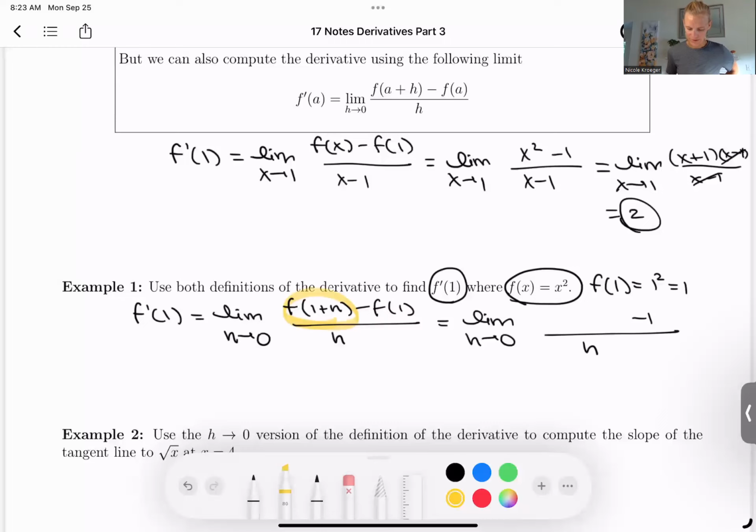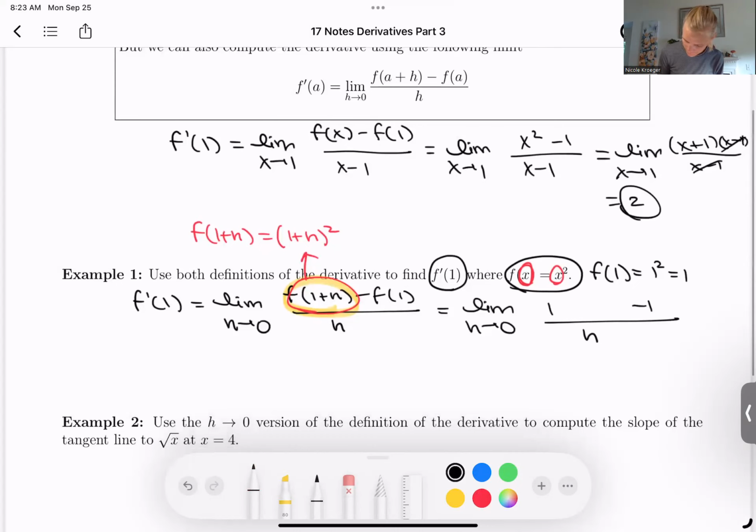This piece is the one that students often struggle with. So all we're doing is we are replacing the x in our function with 1 plus h. That whole 1 plus h replaces the x. So if I look at f of 1 plus h in this case, we replace that whole x. Everywhere we see an x, we replace it with a 1 plus h. So we have 1 plus h squared here.